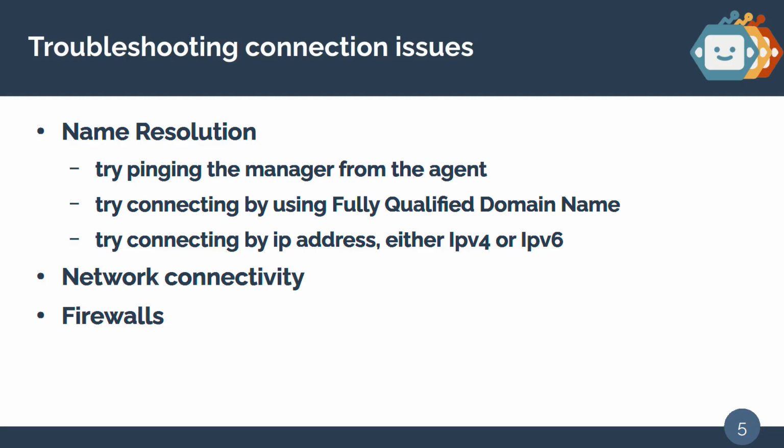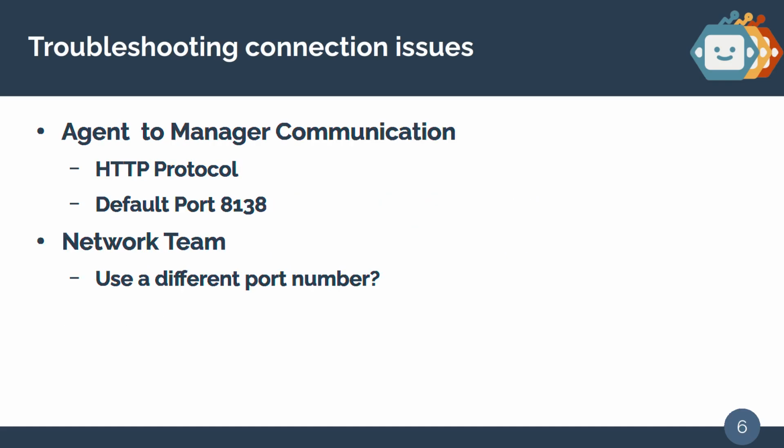Network connectivity can also cause issues, as can firewalls. Check with your network team whether it's a network connectivity or firewall issue that's causing your connection issue. Agent to manager communication is with the HTTP protocol, operating on port 8138 by default. You may need to discuss with your network team about this communication protocol.